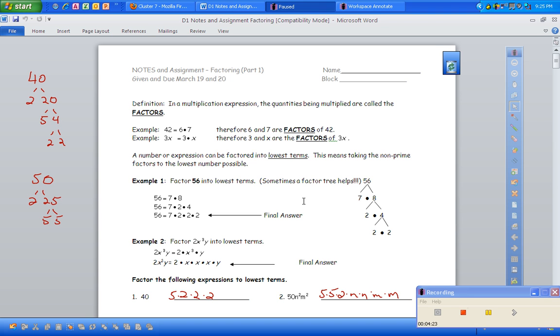If you have any questions, please ask them now, and after that we will move immediately into the next section of factoring and take it from there.